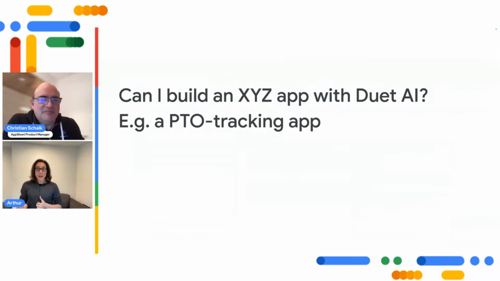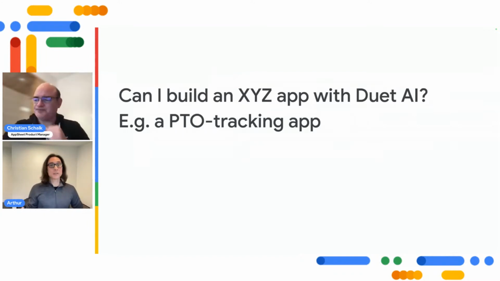So some of you are asking specifically, can I build a specific app with Duet AI? Examples that came up are like, can I build a PTO tracking app? PTO means paid time off, right? So you're requesting vacation or sick days, and someone needs to approve. Can you create that with Duet AI? Another example is if you're building a CRM, customer relationship management app, or if some of you were asking about use cases in the retail industry.